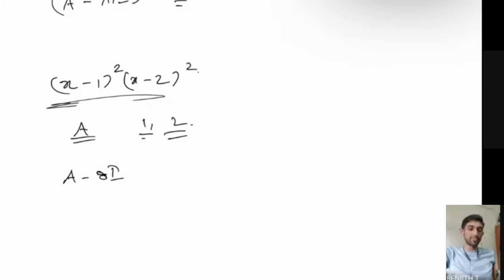If you are given a matrix A and you are getting eigenvalues 1 and 2, suppose the characteristic polynomial you are getting for A is (x minus 1) whole square into (x minus 2). Then the eigenvalues are 1 and 2. So to find the minimal polynomial, you should check what is A minus I.